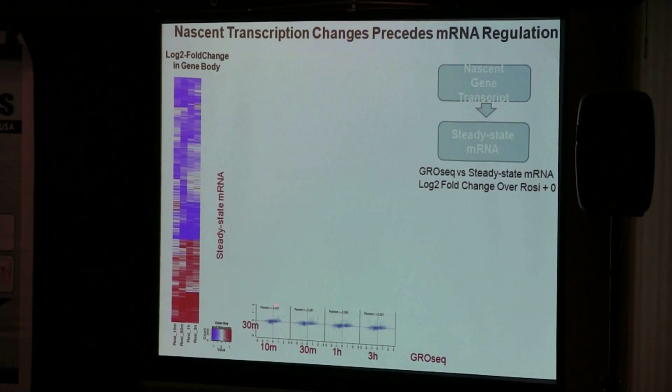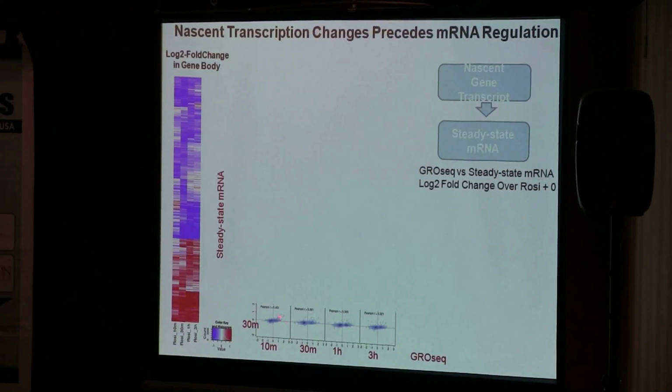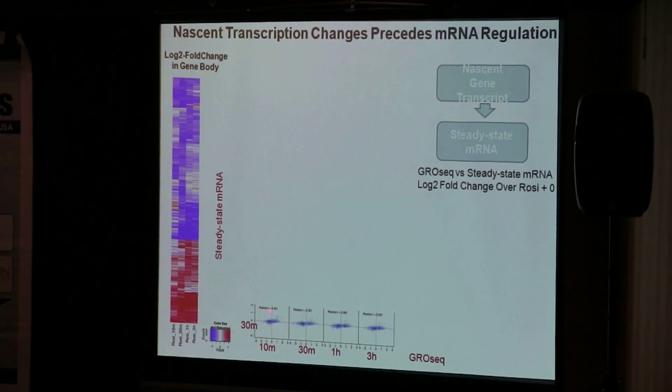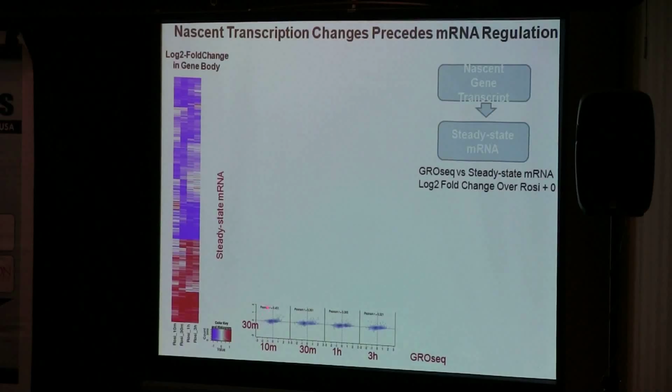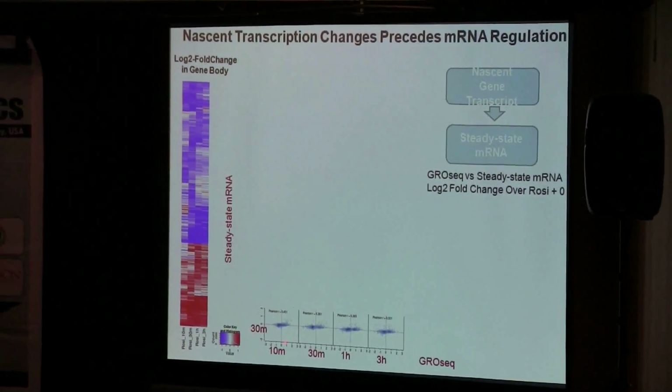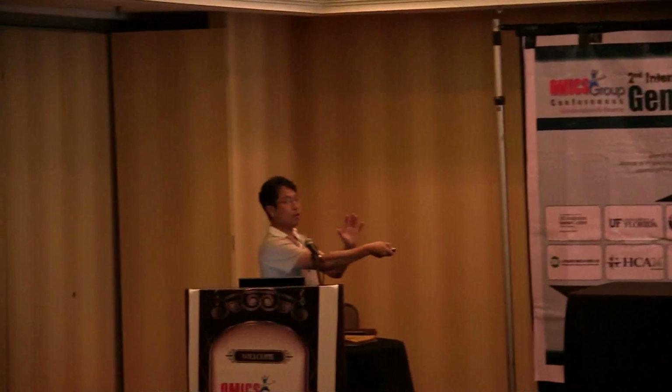from the center, if you go to the right, that means a gene is upregulated by GRO-seq. Going left means downregulated by GRO-seq. Going up means upregulated in microarray data. Down means downregulated as shown in microarray data.